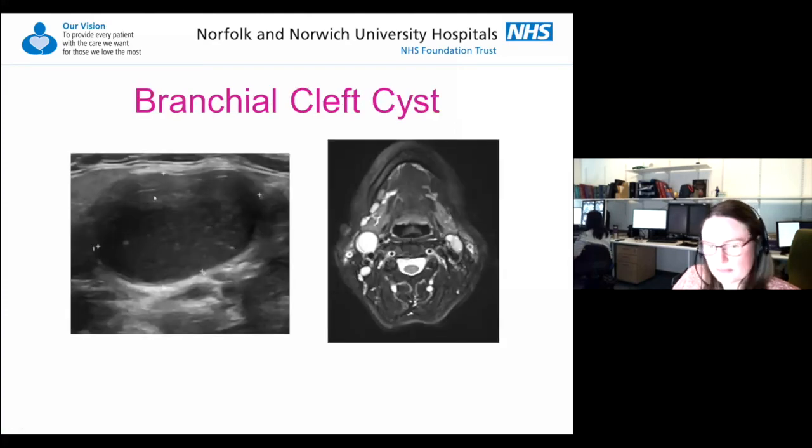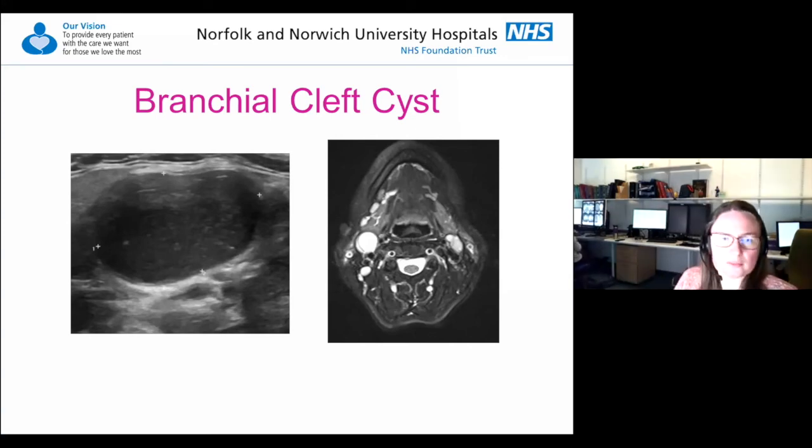And this is an example of a branchial cleft cyst. It's a typical location. You can see this on the MRI here, sandwiched between the submandibular gland and the sternocleidomastoid. And if it's in a young patient with a cystic lesion in that location, you can be reasonably reassured that's what it is.